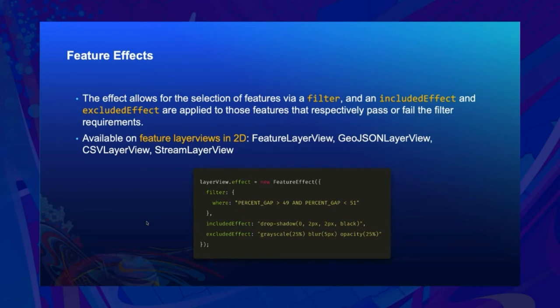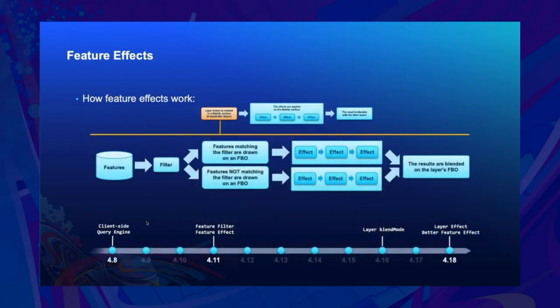And this feature effect is available on all the feature layer views in 2D, right? So it's not applied on the layer, it's applied on the layer view. So you have the feature layer view as effect, we have GeoJSON layer view, CSV layer view, stream layer view.